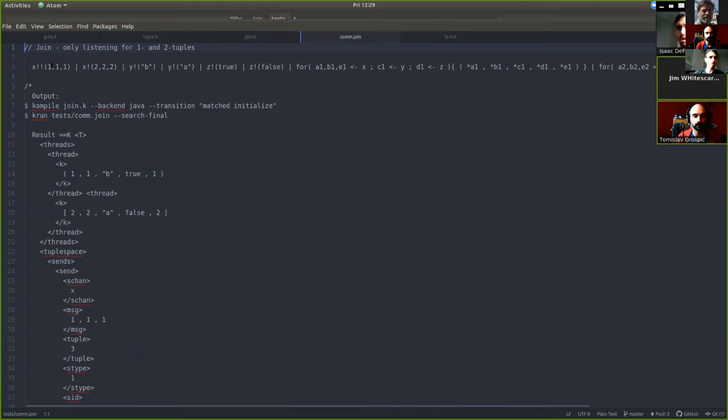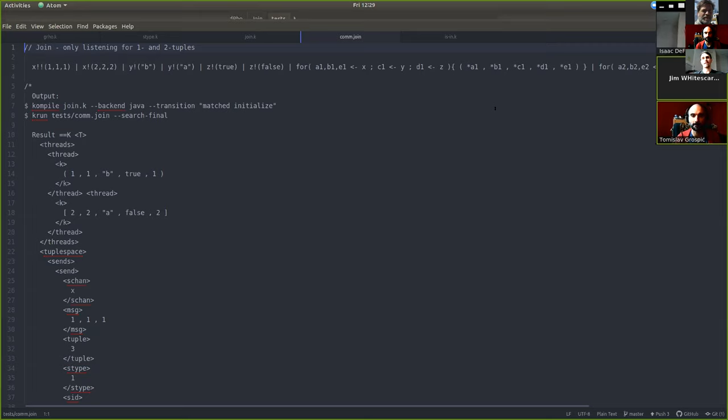But either way, what's happening here is we have two different sends on X, both sending three pieces of information. Two sends on Y, both sending one piece of information, and then two sends on Z, both sending one piece of information. And then I have a few receives, and each of these receives has three listens joined. So basically, the right number of things on the X channel, the Y channel, and the Z channel.